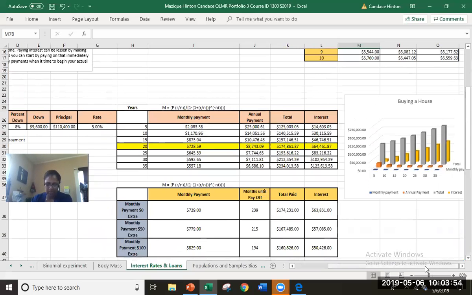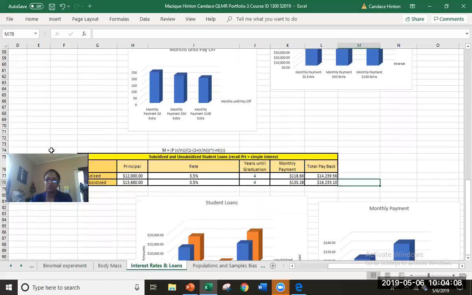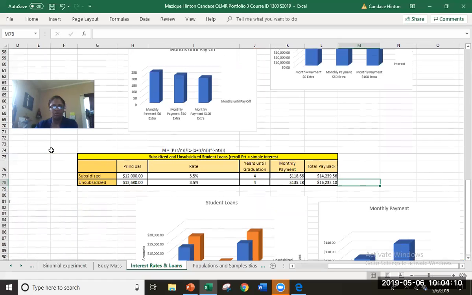But as I was saying, with subsidized loans you don't pay interest while in school, and you begin your payment after you graduate. With unsubsidized loans, you accrue interest from day one. As I was saying down here, we're going to pay the interest no matter how long. So it would be good if you could start paying on your interest while in school. But if you're like me, I'm not able to do that right now. Paying interest can lessen by making extra payments, and with loans you can start by paying on that immediately, and it will lessen your monthly payments when it's time to begin your actual payments.